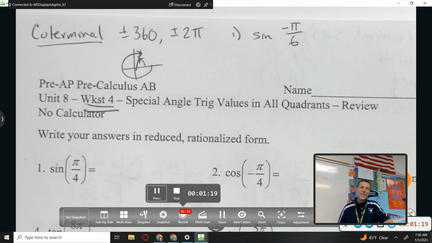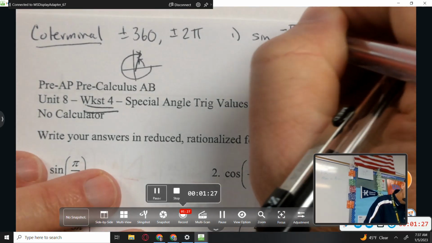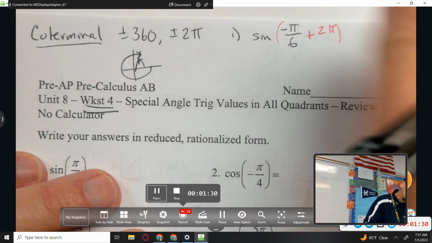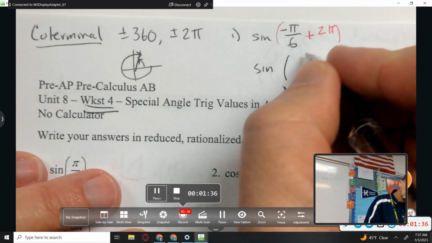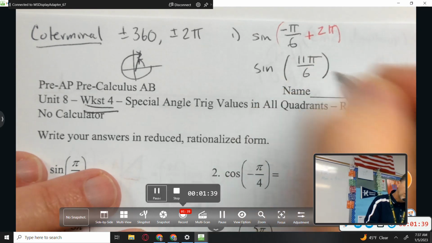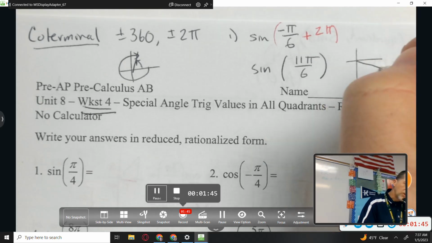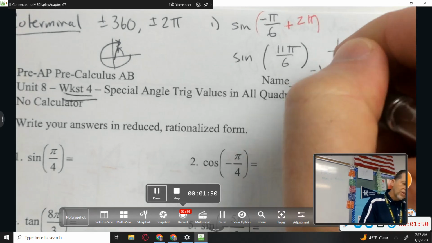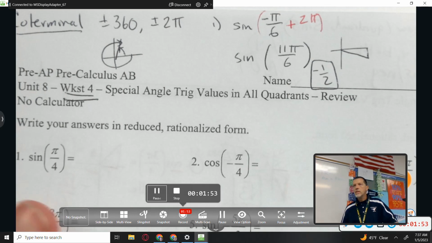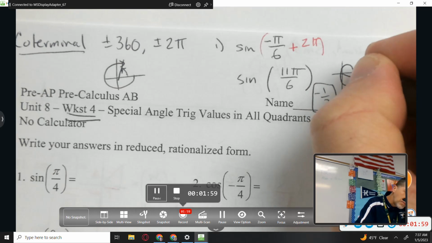But if you don't like the negatives, because you know it means rotate backwards and then how far backwards, and if you don't like that, then you can add 2 pi. And that will land you at the same spot. So let's see, that would be 12 over 6. So the sine of 11 pi over 6. Let's see, that's almost all the way around. Sine is the y coordinate, so negative 1/2. So that's the add 2 pi way to get a positive angle.